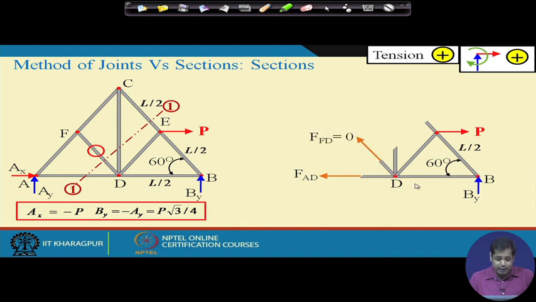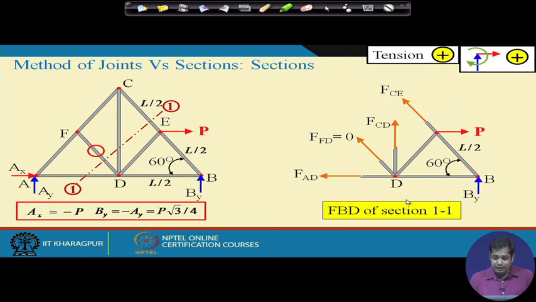Similarly, write the member force in FD, though FD is 0, just for the demonstration so that things become clear. I am writing it explicitly here. If this is the member force in FD, then this section intersects member CD as well. So this is member CD, and this is the force in member CD, and it intersects member CE, this is a part of member CE, and this is the force in CE. So, this is the free body diagram of section 1-1. Now, we will apply the equilibrium equations on this free body diagram and find out the force in member CD.